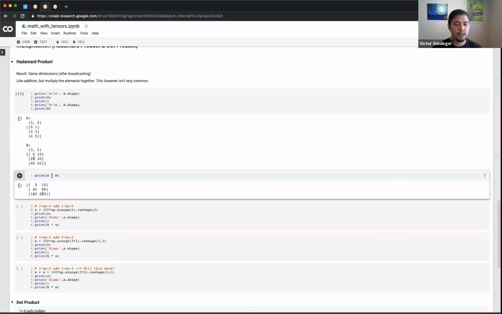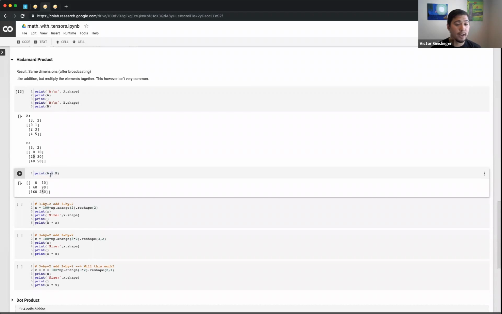I think the curriculum actually shows another way, like np.multiply. I don't remember what the function is, but you can just use this star here. So that's important to know: even though we use the dot very, very often, this is not the dot product. This is the Hadamard product. So be careful with that when you're doing a calculation.